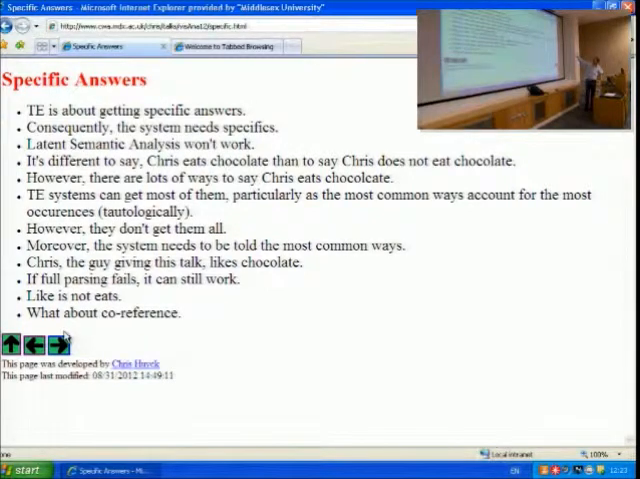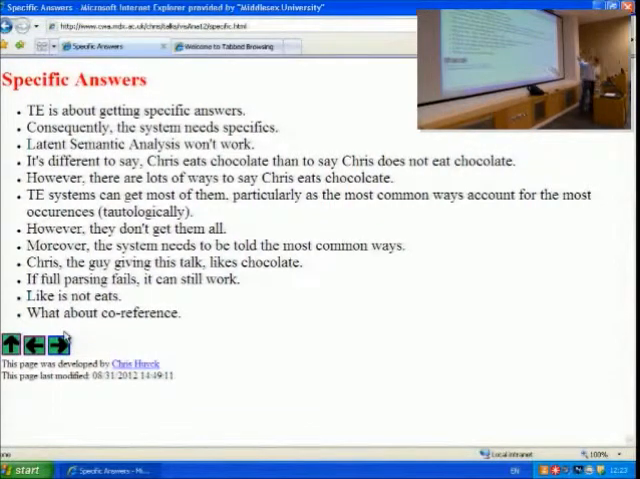However, there are lots of ways to say Chris eats chocolate. Ooh, look at that, chocolate, right? That was misspelled. You guys didn't even notice, right? But there you go. People have no problems with that. A parser, a text extraction system, has absolutely no idea what "chocolocat" means unless you write a system that does spelling correction. Right? I left that one in intentionally.